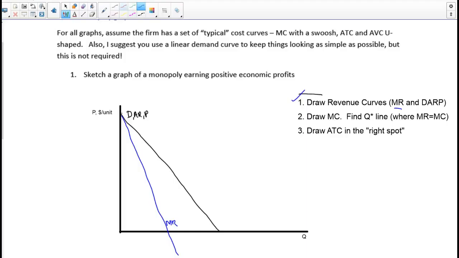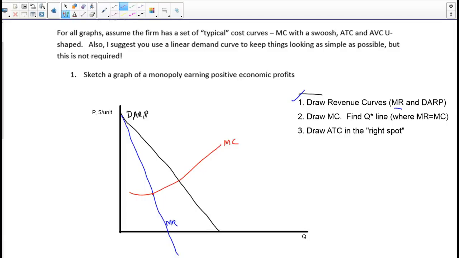Second step will be to draw our marginal cost. The reason I start with the marginal cost curve is I want to be able to find Q star, which is where I'm going to produce. That's going to help me draw the ATC curve. So I draw in marginal cost in here. That's a little swoosh curve. And so I want to find my Q star line.